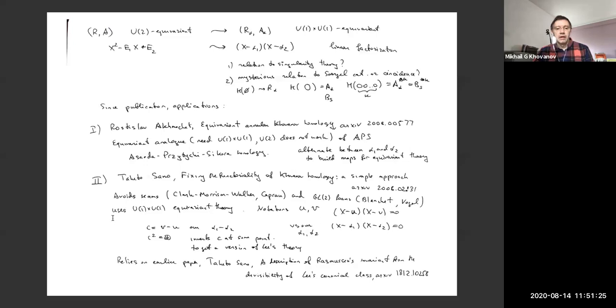Taketa Sana uses a set U1 plus U1 equivariant theory. Again, I've only looked very briefly at the paper, so I haven't worked through it. He essentially uses the same story, just different notations. He uses V and U instead of our alpha 1, alpha 2, and he uses C for alpha 1 minus alpha 2, so it's just squared as D. But otherwise, it's the same ground ring.